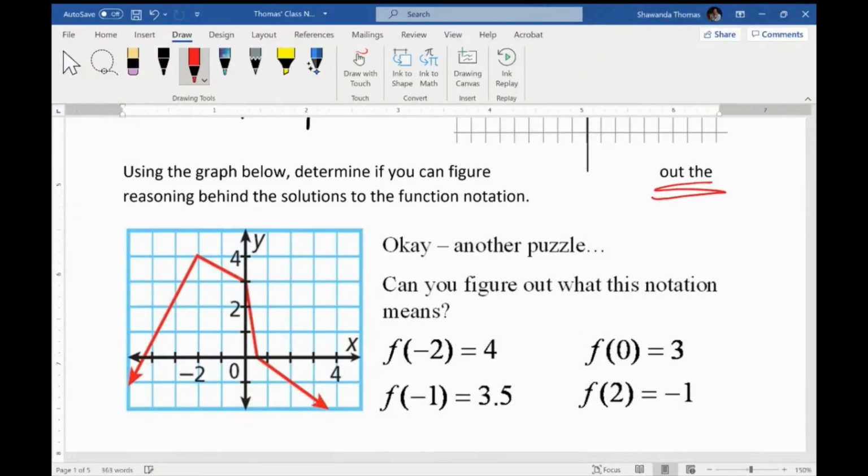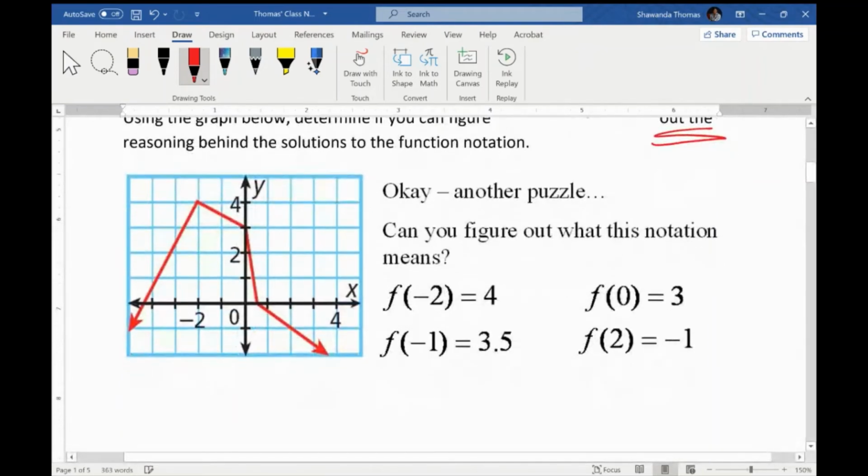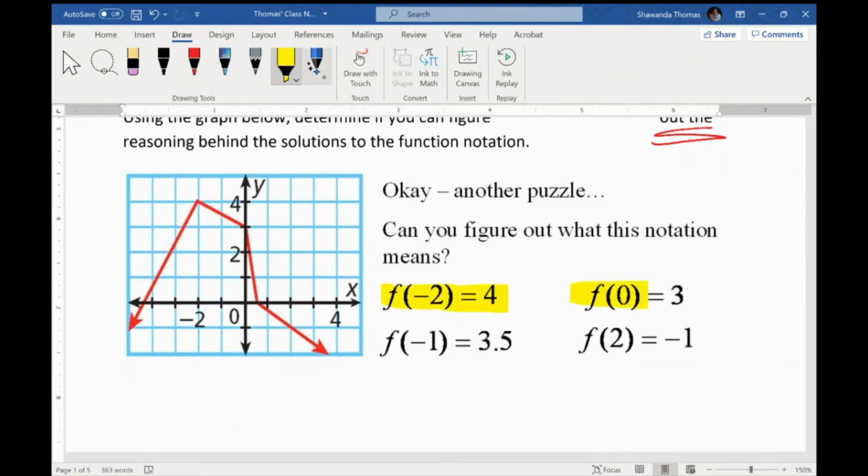All right, using the graph below, determine if you can figure out the reasoning behind the solutions to the function notation. Can you figure out what alpha negative 2 equals 4, alpha 0 equals 3, alpha negative 1 equals 3.5, and alpha 2 equals negative 1 have to do with this graph over here? I want you to take a look at it.